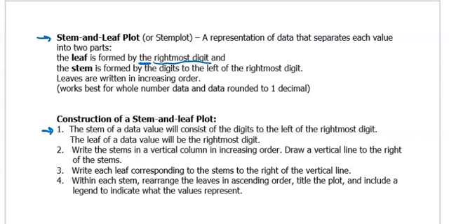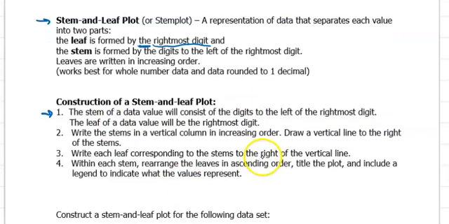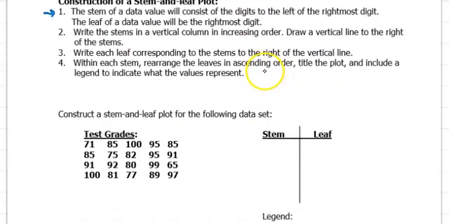Basically we want to take all of the rightmost digits and put those into a column that's called the leaves, and we put all of the stems, which are all the remaining digits, in the stem column. We'll list all the unique stems, and then we will come back through and write down the leaves that go with those stems. And without any further ado, why don't we just try one of these examples.